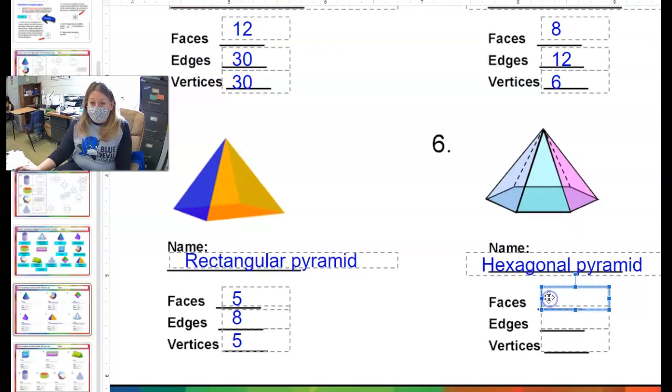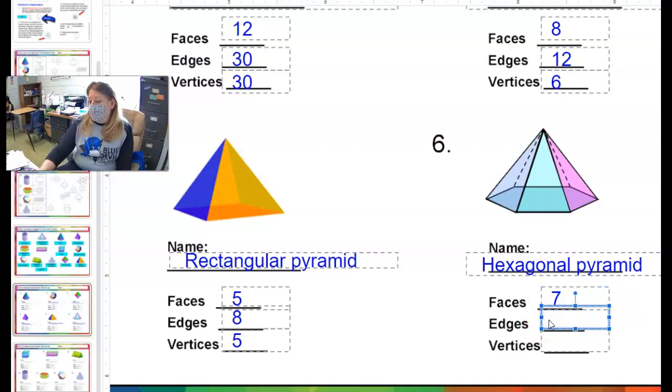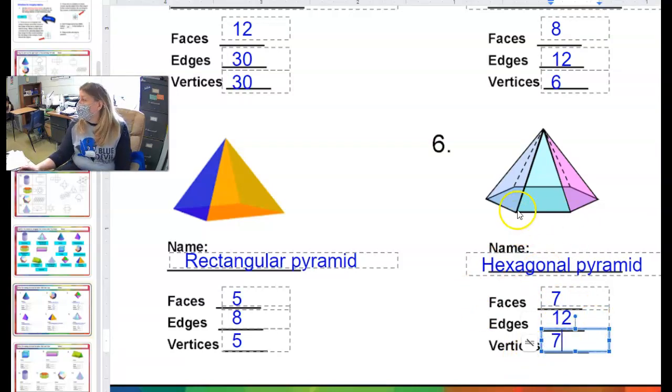Alright, hexagonal pyramid has 7 faces. 6 triangles going up to the top, and then the hexagon on the bottom. It has 12 edges. 6 edges going up to the top, 6 around the bottom, and 7 vertices.